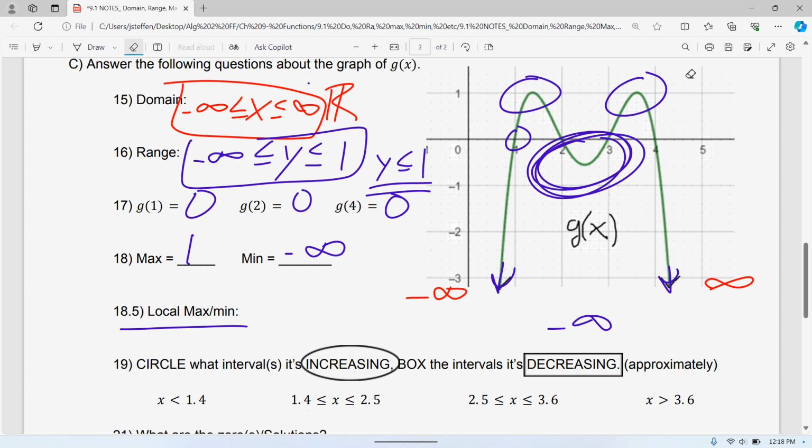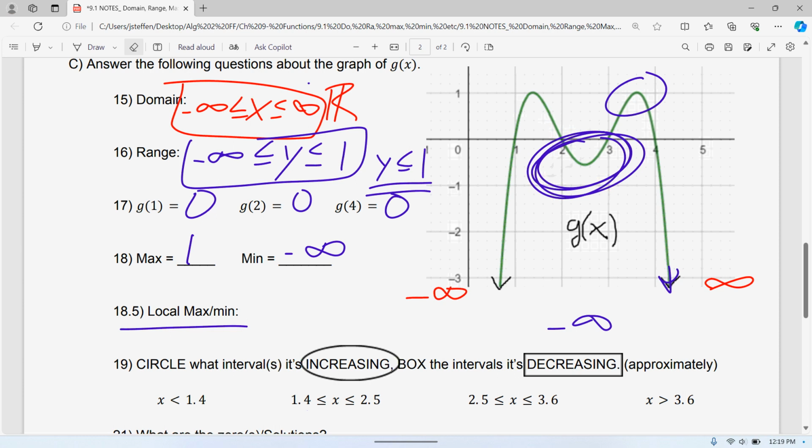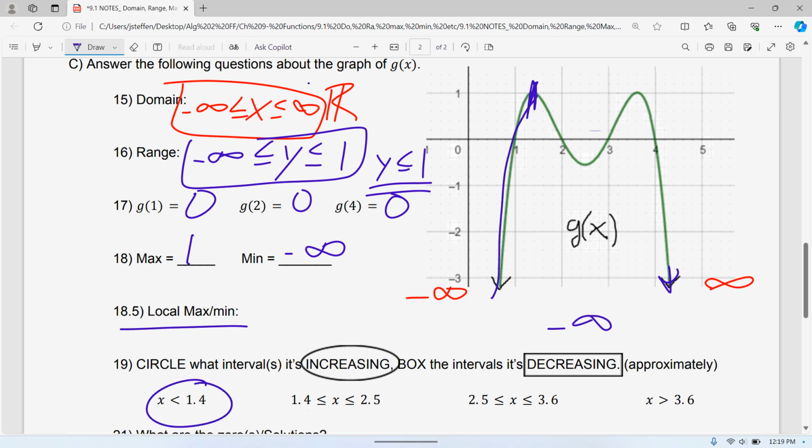I don't know. This one says circle the increasing, put a box around the decreasing. So the increasing is where it's going up. Again, you start at your left, so it goes up to 1.4. Up to this part, which is about 1.4, that's where it's increasing. And then it decreases till it gets to about the middle. So yeah, 2.5. That's not bad.